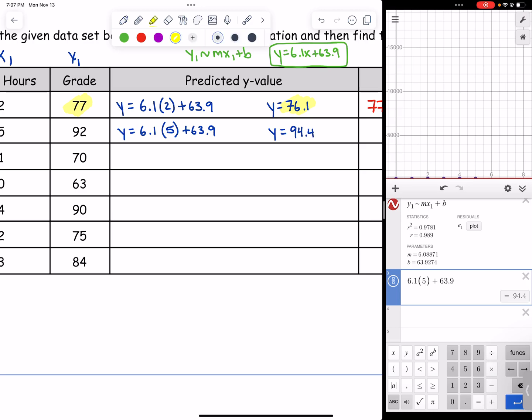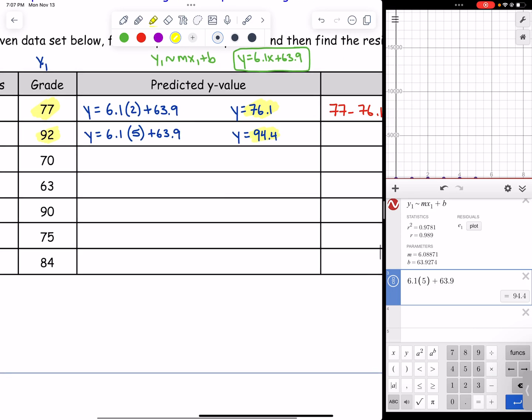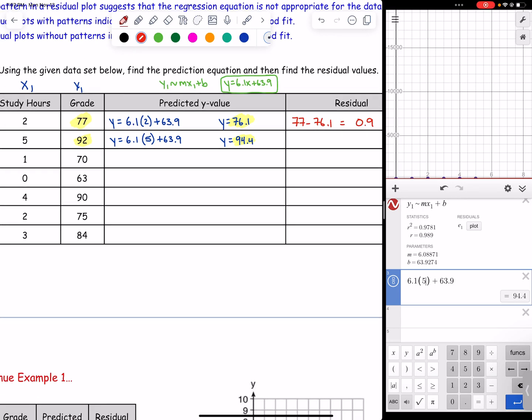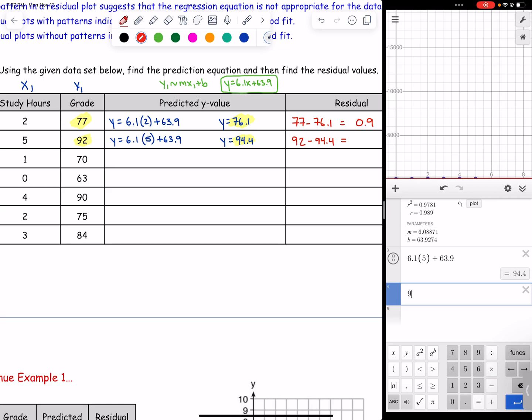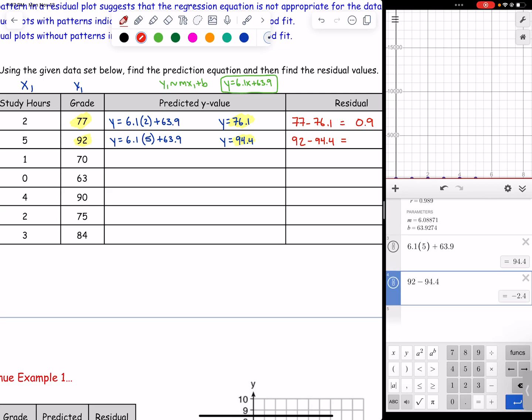But then check over here. The actual grade was 92. So 92 and 94.4 are not the same. So the difference between them is our residual. So we've got to say 92, the actual, minus the predicted. Notice that's going to be a negative amount. So if you want to type it in, you could say 92 minus 94.4 is negative 2.4. So that's our residual value. Okay, so let's keep going.